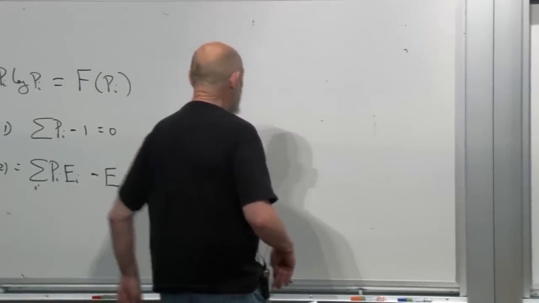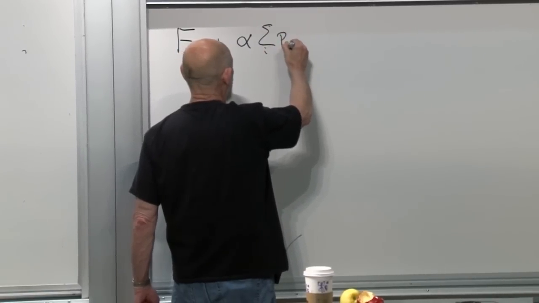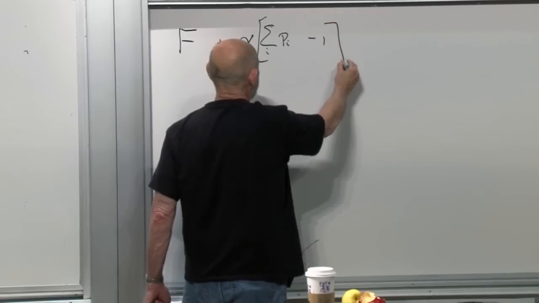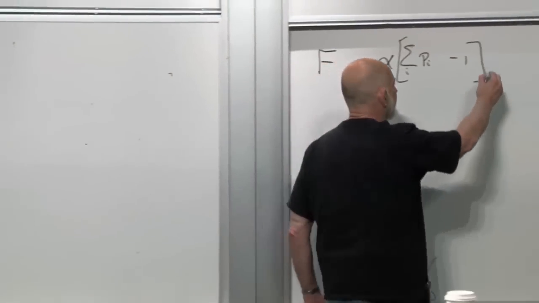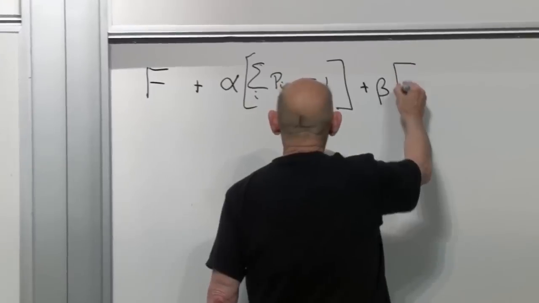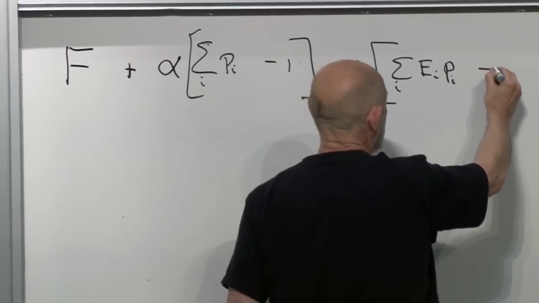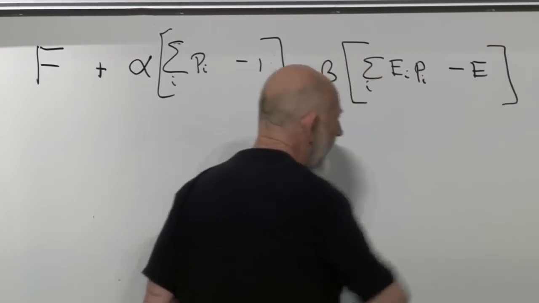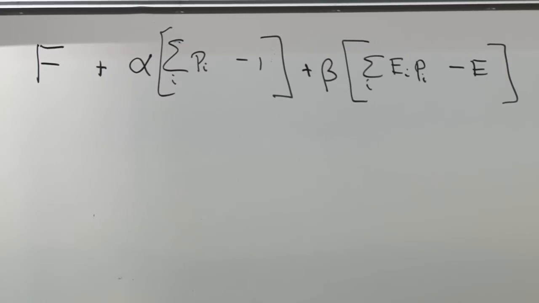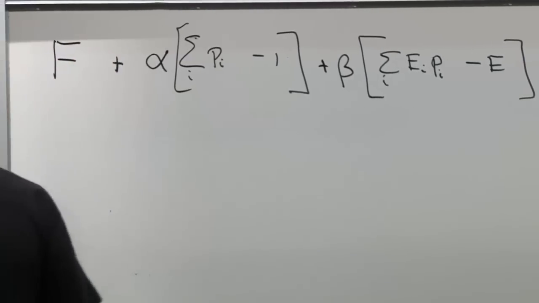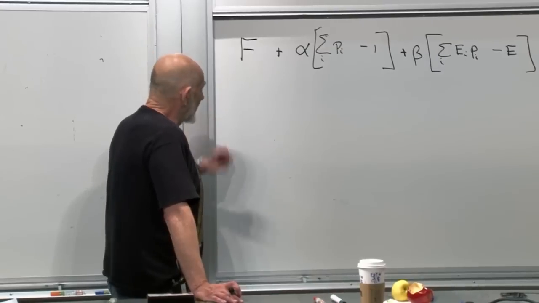So here's the first constraint equation. Alpha times summation over i of p sub i minus 1. And then the second Lagrange multiplier is called beta. And that's summation e sub i p sub i minus the constant E. Here E is a fixed constant that's been determined once and for all by the energy supply for the whole collection of identical systems. So E is also a constant. And here we have it.